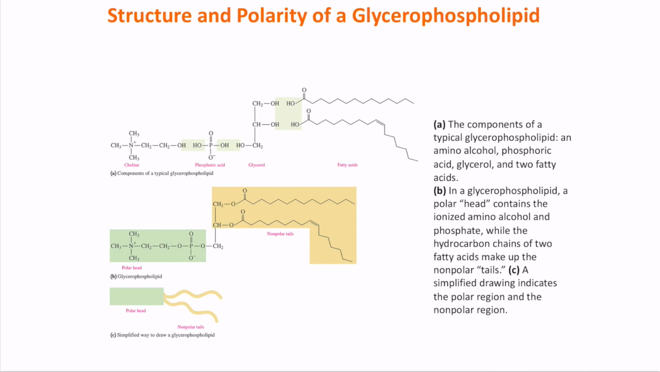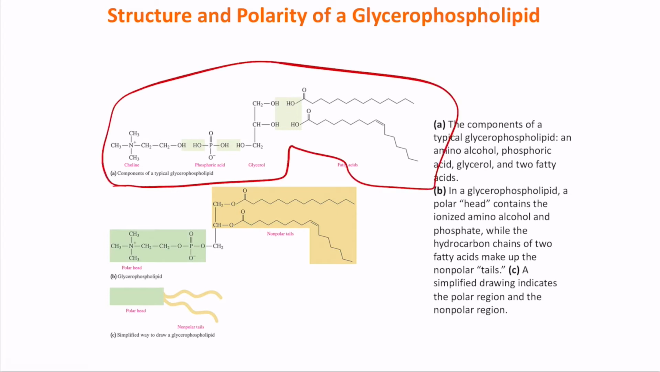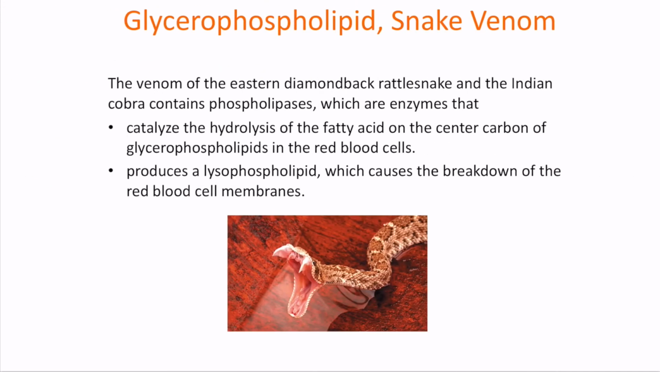So this is the general construction. When you look at the structure of a general phospholipid, this is what it looks like. And if you draw a simplified version of this molecule, this is how it would look. This is the structure that you generally see on the membranes of your cells.